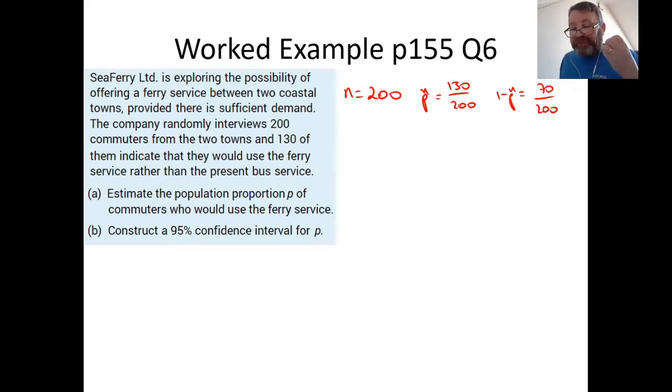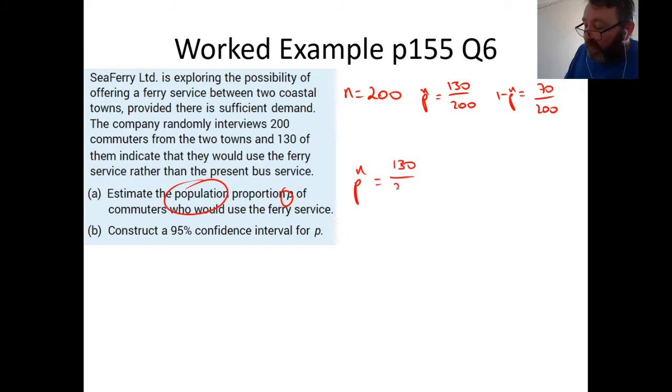Now, we can't get the population proportion P, but we can get the sample proportion P hat, which I told you is the best point estimate for the population proportion. So if you haven't got the population parameters to hand, then just go with the sample statistics. Simple as that. So I can't get P, but I can get P hat. And P hat is nothing more than 130 out of 200. That's it. That's part A finished.